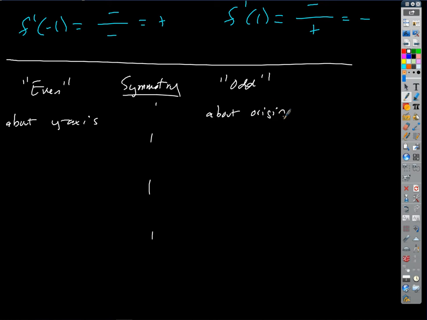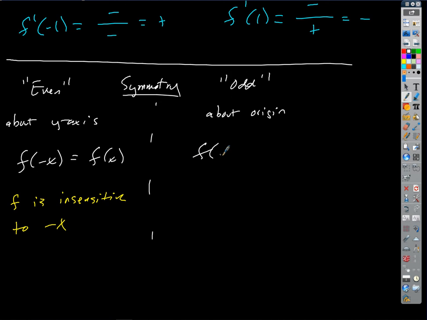What's our test for this? F of negative x equals what? F of x. So in other words, if we want to describe that using words, we would say that f is insensitive to negative x. If I make x negative, it has no impact on the overall graph, right? Odd symmetry is what? F of negative x equals negative f of x. So if I evaluate the function at negative x, it gives me negative y also, right? Okay, which makes sense, doesn't it?